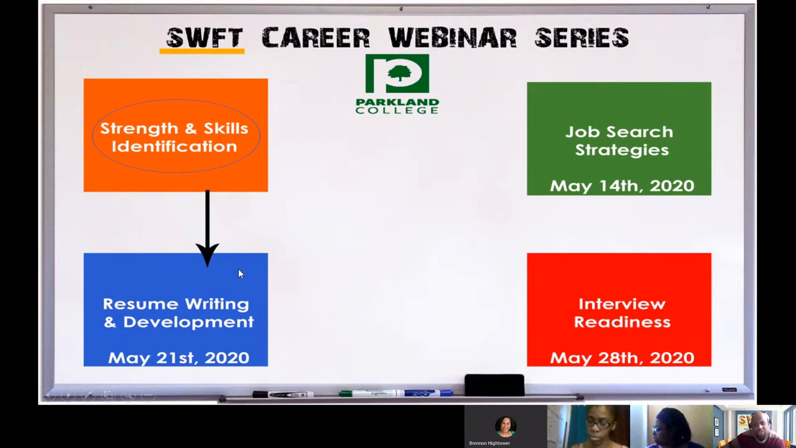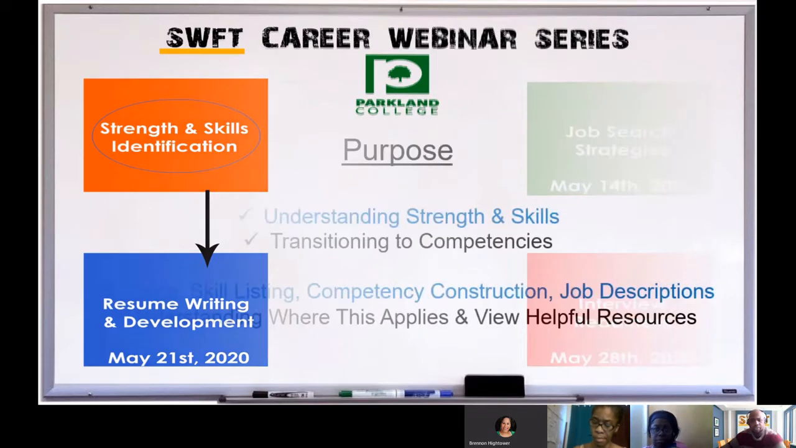You can have your layout fine. You can understand what sections should be there, and what type of wording you may or may not want to use. But if you don't understand strengths and skills and how to word them properly, then constructing a resume is sort of difficult. So these two tie in together more so than the others do.